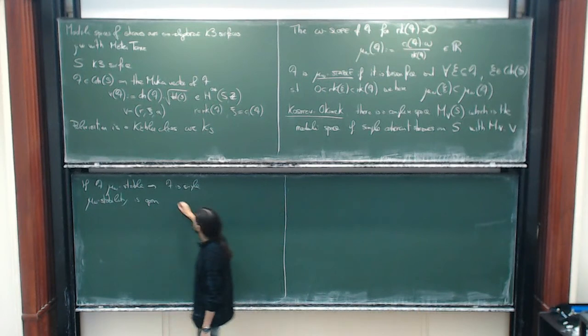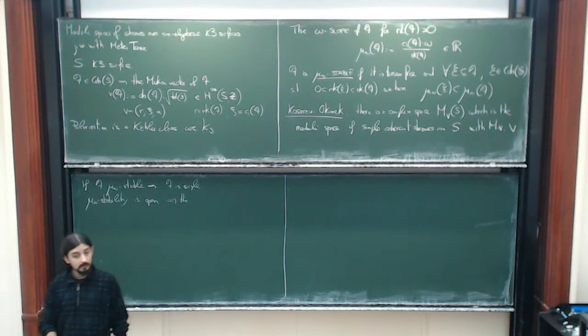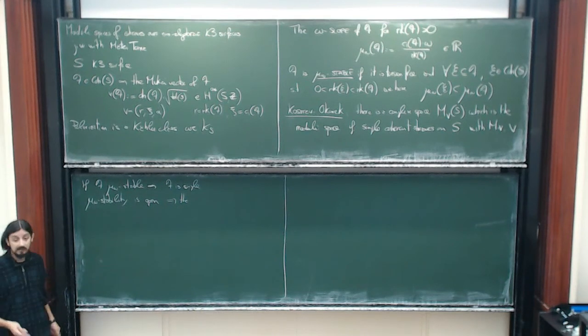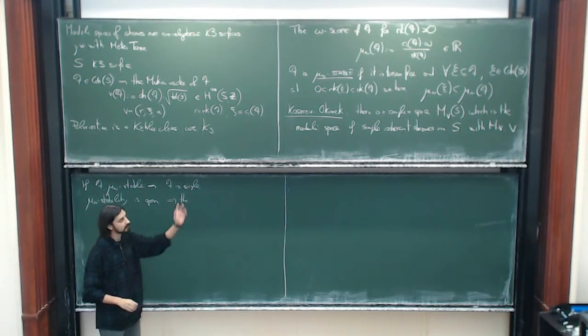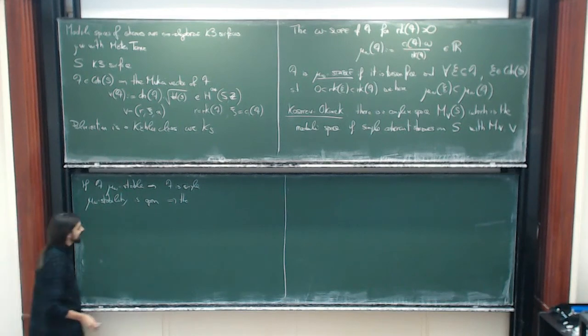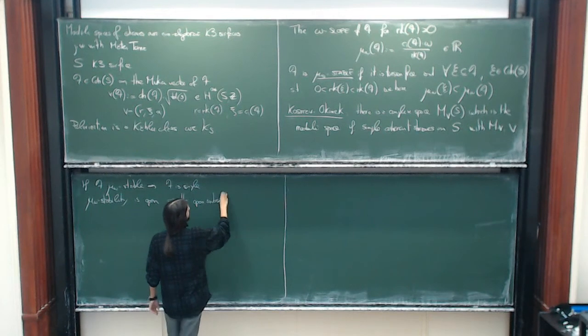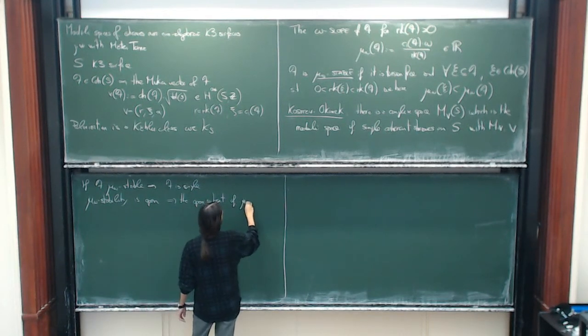So, non-separated in general, exactly as in the projective case. So it's something which is really ugly. I mean, it's as ugly as you can imagine. The open subset of mu omega stable sheaves.